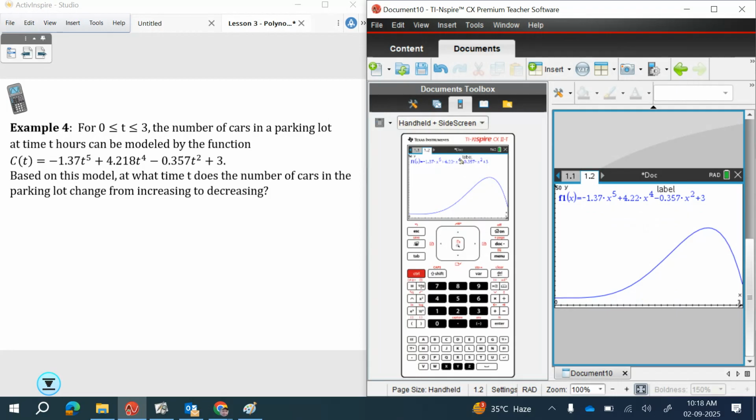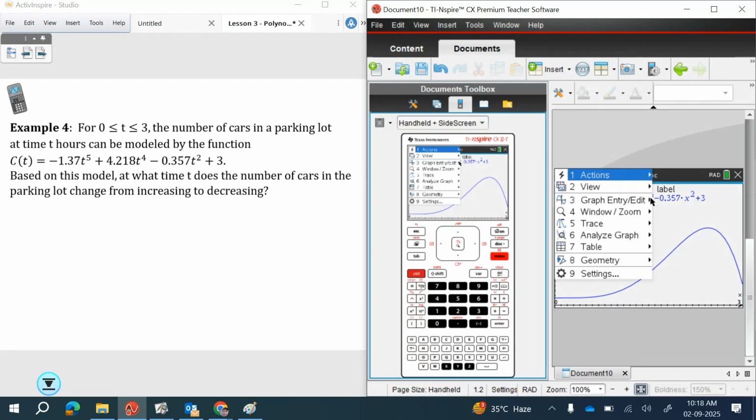All right, so based on the model, at what time t does the number of cars in the parking lot change from increasing to decreasing? So if we're looking at this graph, the graph is modeling the number of cars in the parking lot. So C of t is the number of cars in the parking lot. So it reaches a maximum.